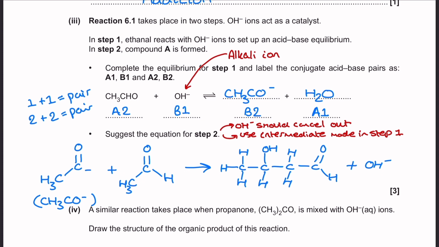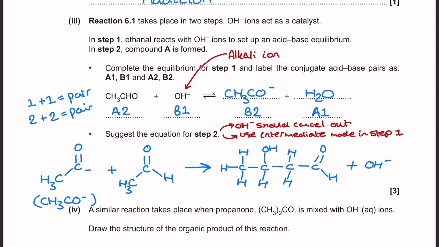Then for step 2, there's a lot going on here to get 3 marks for this. It's really heavy. The whole thing involves 3 marks. I really think this final part is really heavy going. Suggest the equation for step 2. You've got to make sure in this that you make the product. You've got to make sure you make compound A. You've also got to kick back out the OH- because it's got to be regenerated because it's the catalyst, and we put it in step 1. And you've got to use your intermediate from here, whatever structure it is. You can either list it out as the structure or you can draw it like I've done.